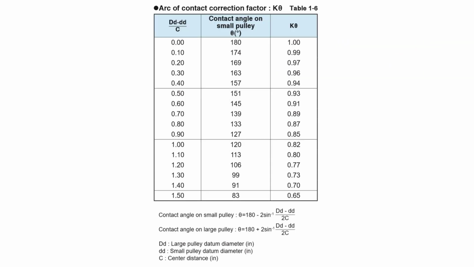In this table, we have three columns. The first column is the ratio of DD minus dd over C, bigger pulley diameter minus small pulley diameter over C. The second column is the contact angle on the small pulley. The third column is the value of K theta. We have two ways to get this K theta value, either by taking the ratio of DD minus dd over C, or we can calculate the contact angle. By the way, to calculate the contact angle of the small pulley, we can use this formula as shown here.